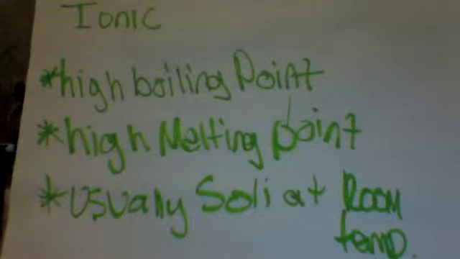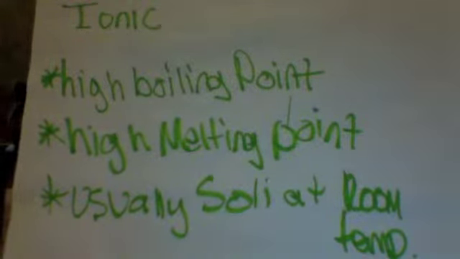Alright. Now we're going to go over the properties of ionic, covalent, and metallic bonds. Now we're going to start with ionic. Ionic bonds have a high boiling point, a high melting point, and are usually solid at room temperature. They're malleable. They're conductors in water. And they're very hard.